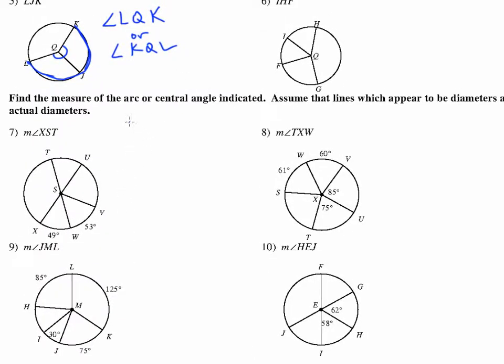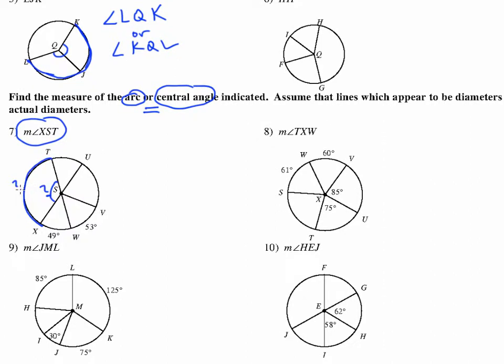Looking down here, find the measure of the arc or central angle indicated. Assume that the lines which are diameters are actual diameters. In other words, a diameter should go through the center, so we can assume that this one right here is a diameter. So let's look at number 7. Let's find the measure of angle XST. XST is right here. What we have to remember is that the arc and central angle are going to be equal to each other. They're the same measurement. So if I can find this one, since I know they're the same, then I know what this angle is.